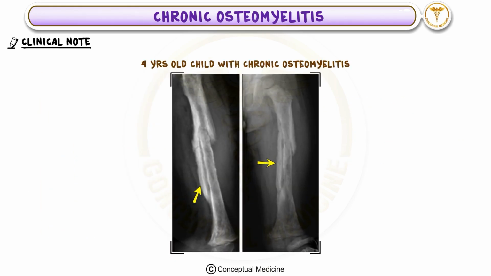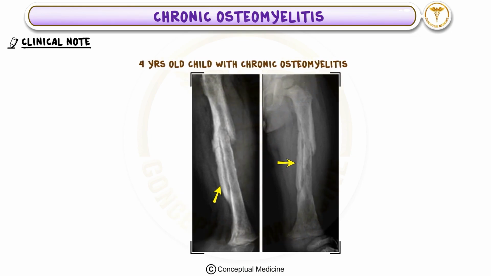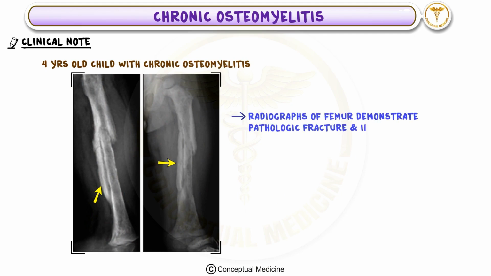Child with chronic osteomyelitis. 4-year-old boy with chronic osteomyelitis. Radiographs of the femur demonstrate pathologic fracture and involucrum (arrow).